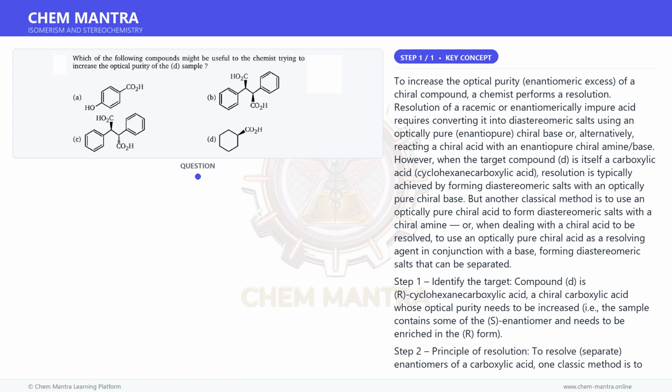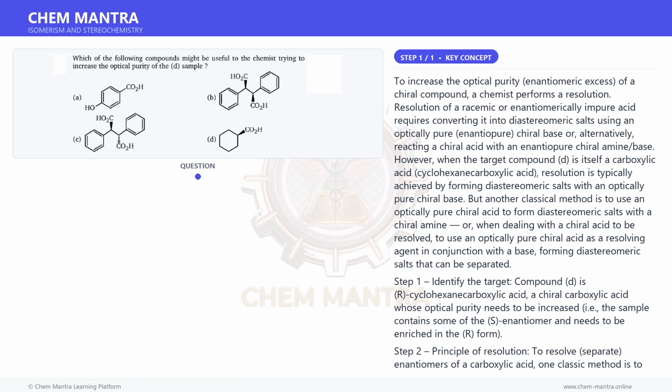Step 2. Principle of resolution. To resolve, separate, enantiomers of a carboxylic acid, one classic method is to react the racemic or impure acid with an optically pure chiral base, like brucine, strychnine, or a chiral amine, to form diastereomeric salts, which have different physical properties and can be separated by crystallization. Alternatively, a chiral diacid can serve as a resolving agent for chiral amines. The key requirement for a resolving agent for an acid is that it be a chiral, optically pure compound, often a chiral amine for an acid substrate.